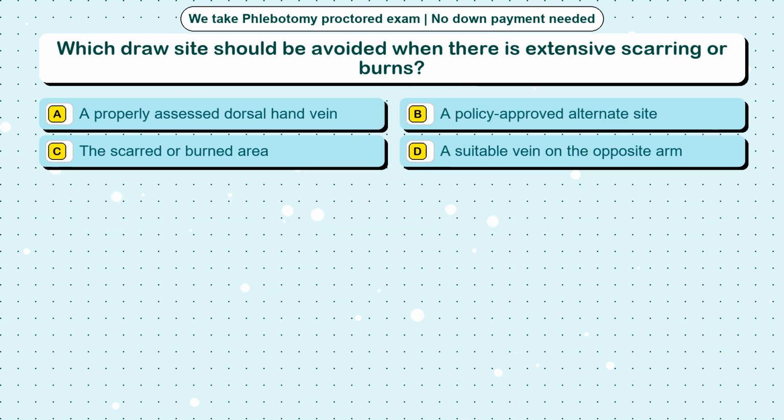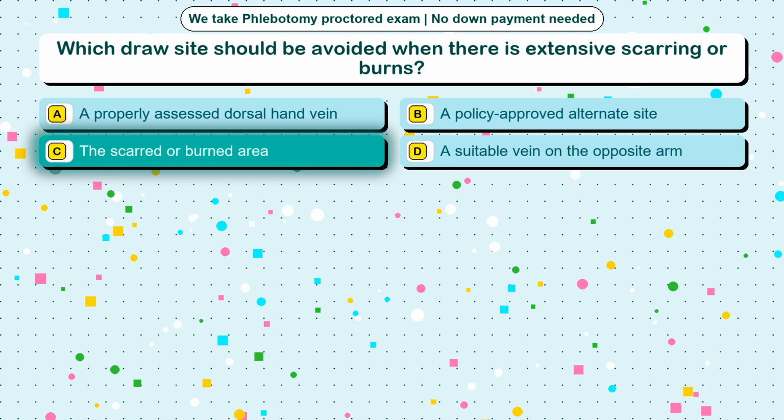Question 23. Which draw site should be avoided when there is extensive scarring or burns? Option A. A properly assessed dorsal hand vein. Option B. A policy-approved alternate site. Option C. The scarred or burned area. Option D. A suitable vein on the opposite arm. The correct answer is option C. The scarred or burned area.